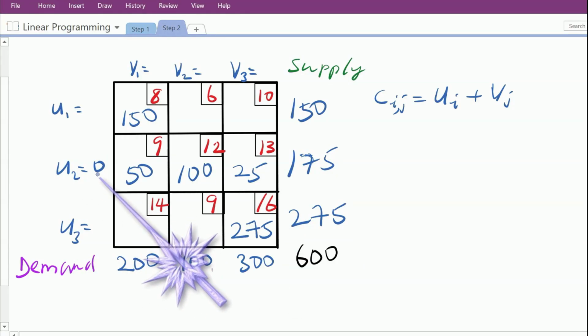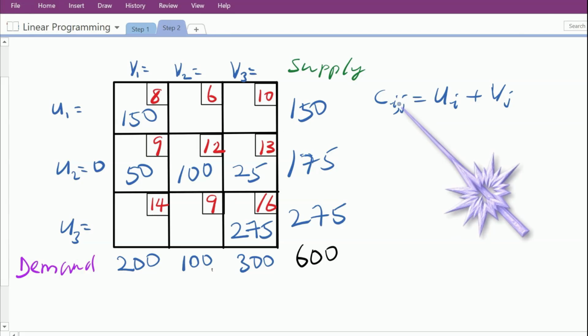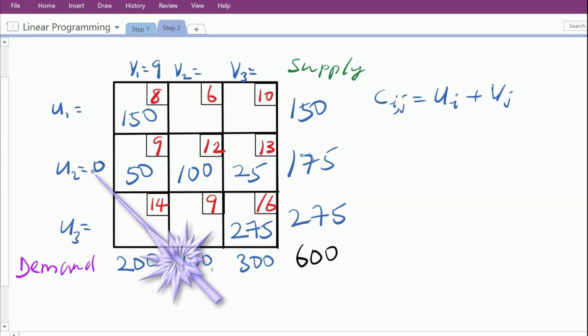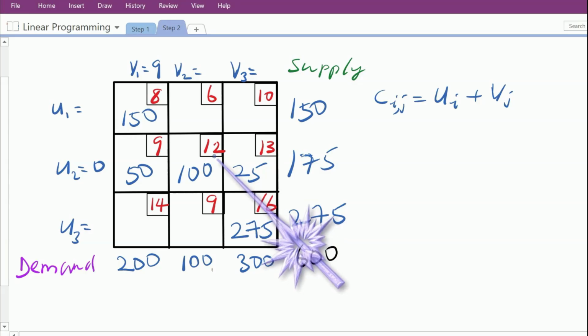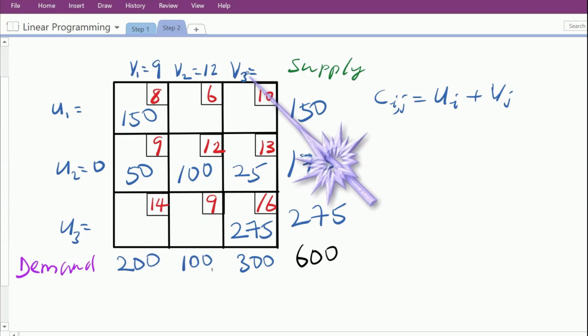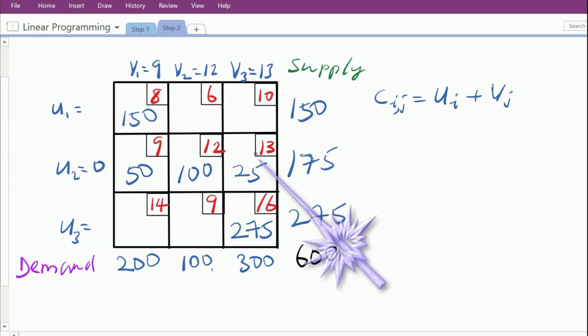So if U2 is 0, then U2 plus V1 is equal to 9. This Cij is the unit transportation cost for that cell. So you can see 0 plus something is equal to 9. Means V1 is 9. U2 plus V2 is equal to 12. It means V2 is 12. Coming here, U2 plus V3 is equal to 13. It means V3 is 13. So we've gotten all this.